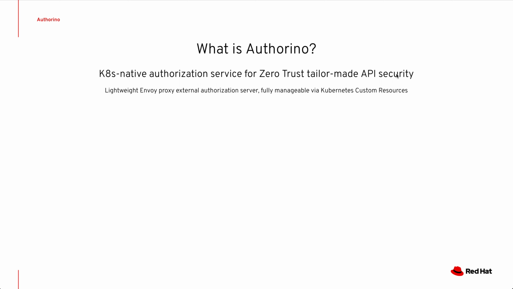Authorino is a Kubernetes-native authorization service for zero trust, tailor-made API security. It is a lightweight external authorization server that implements the Envoy proxy external authorization gRPC protocol, and it is fully manageable via Kubernetes custom resources. If you're not familiar with Envoy proxy, I totally recommend checking out the things it can do for you.